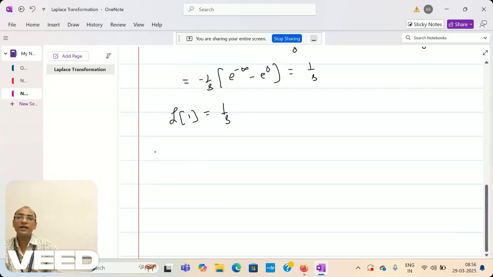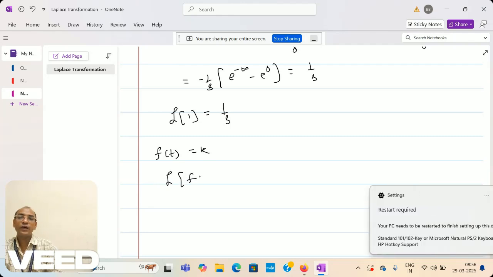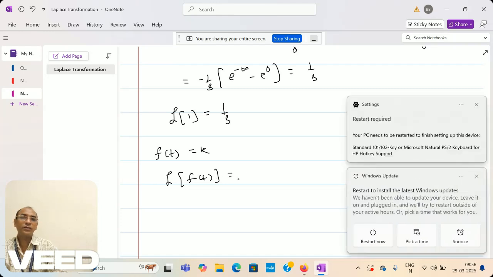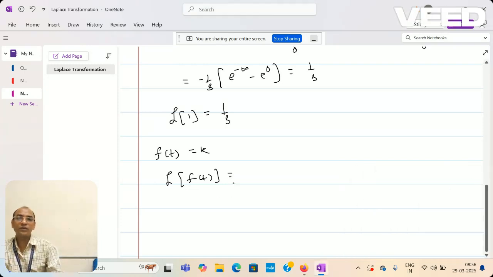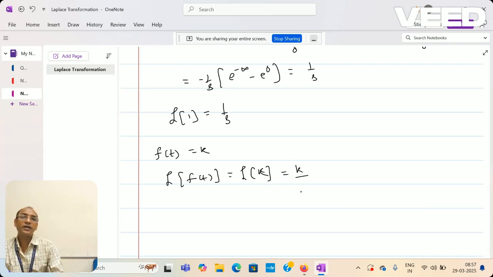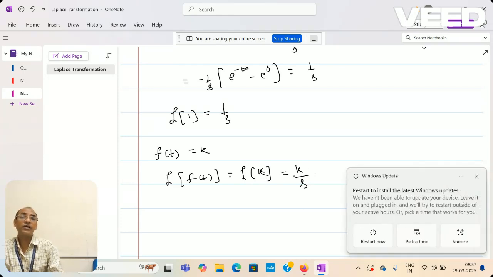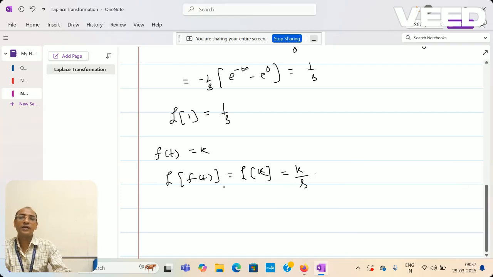Similarly, suppose I take f of t equal to k. So in place of 1, I take k. Then the Laplace transformation of f of t, which is the Laplace transformation of k, we will get as k by s. So in place of k, if I take any constant 1, 2, 3, minus 1, minus 2, minus 3, and so on, I will get the Laplace transformation like this, k by s.